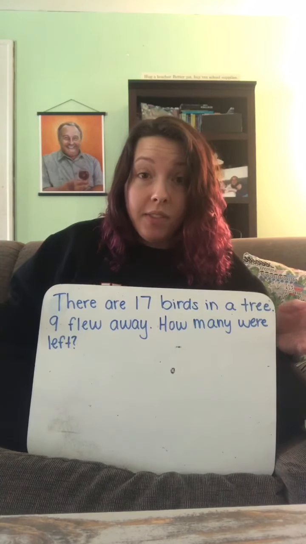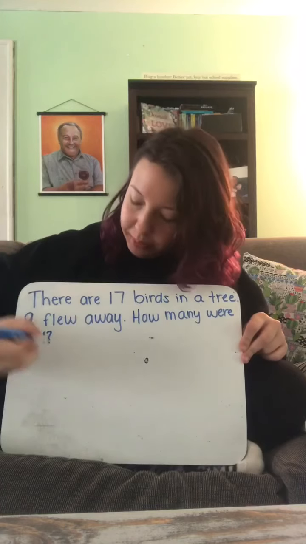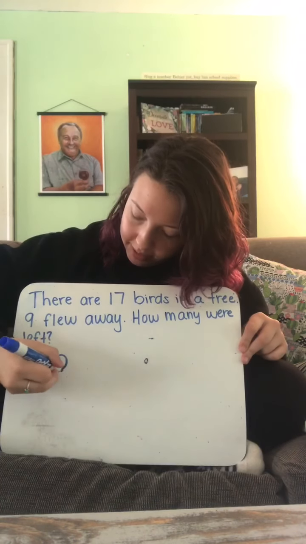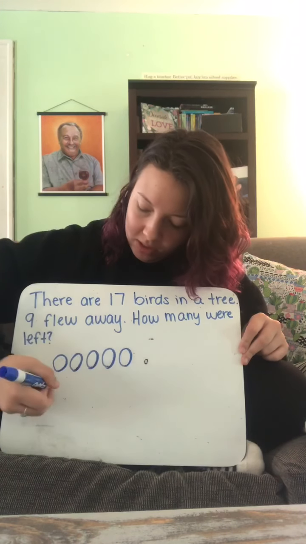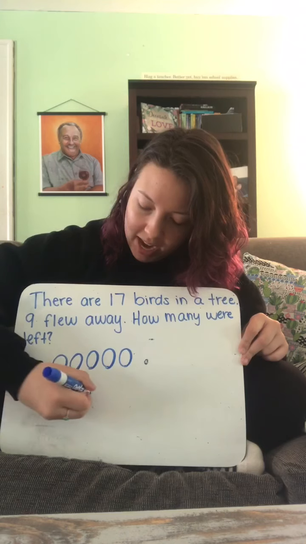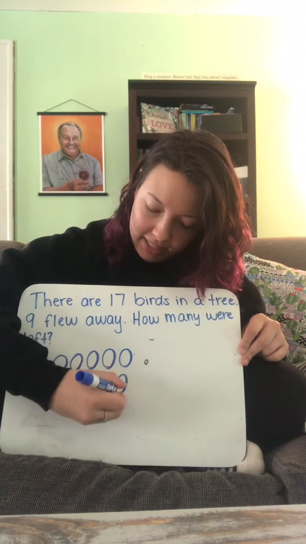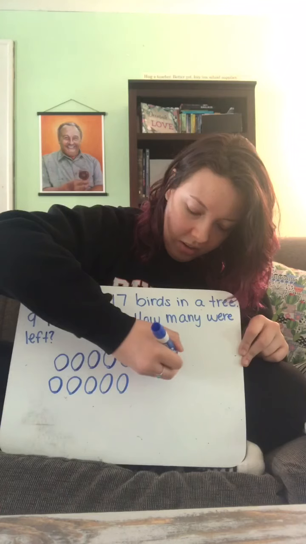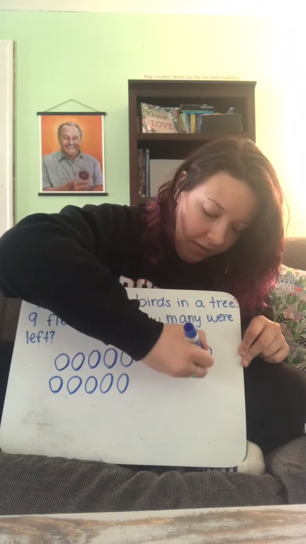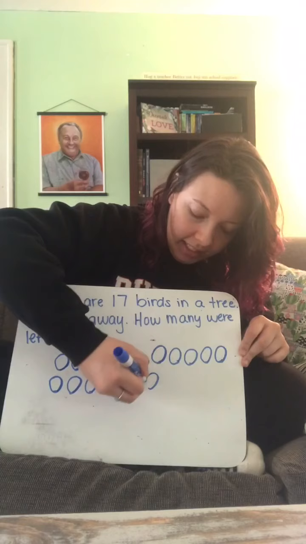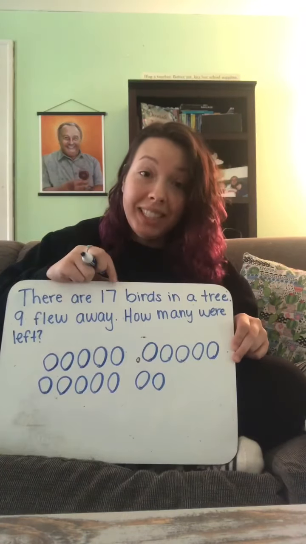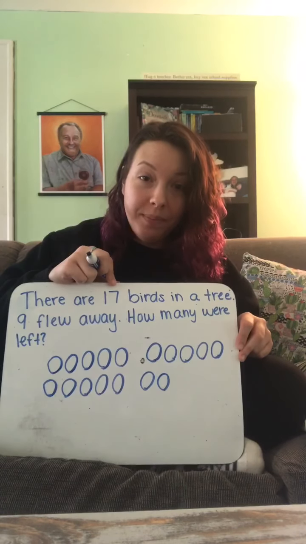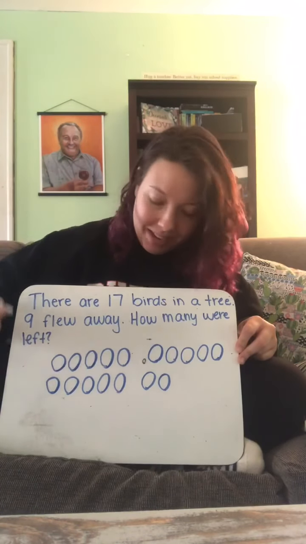So what we can start to do here is draw 17 circles. Make sure you use your 10 groups. So let's count together. 1, 2, 3, 4, 5, 6, 7, 8, 9, 10, 11, 12, 13, 14, 15, 16, 17. So that's our total, 17, because 17 birds were up in the tree. And then 9 flew away.